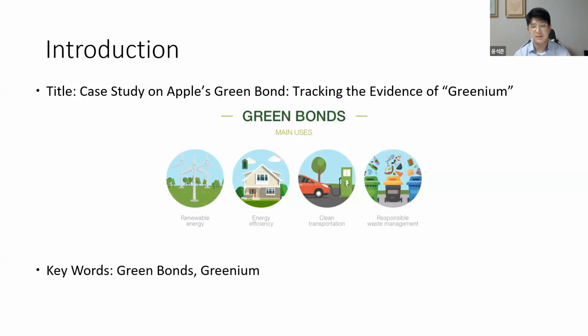So finding the evidence of this greenmium is very important because it can be evidence that makes the green bonds keep going. My paper will try to analyze the data and track the evidence of greenmium. And the case study will be limited to Apple's green bond.